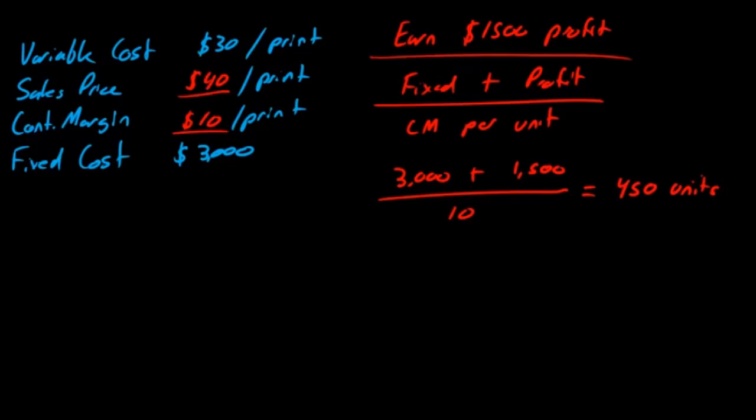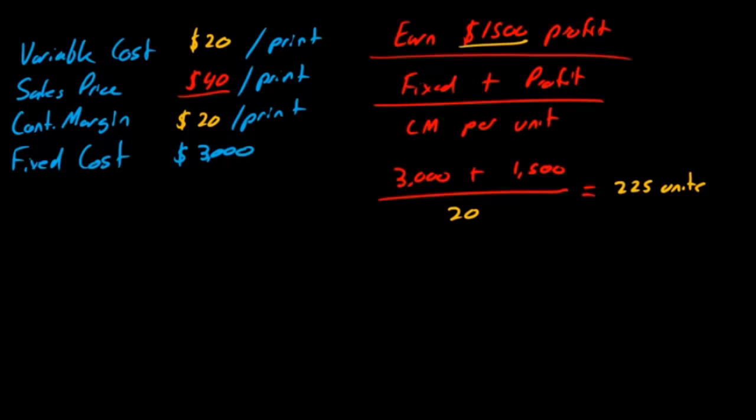So this might be good news. Our variable cost is now only $20 a print, and that increases our contribution margin to $20 a unit. By increasing our contribution margin, we just change the denominator in this formula over here. We still have $3,000 as fixed cost. We still have a desired profit of $1,500. But now the contribution margin per unit is $20, which means that we only need to sell 225 units to earn a profit of $1,500. So this is getting more reasonable.